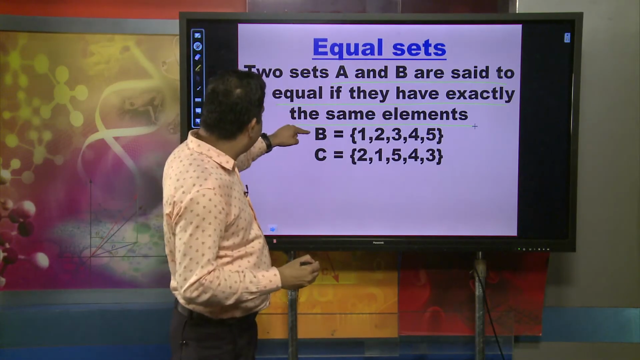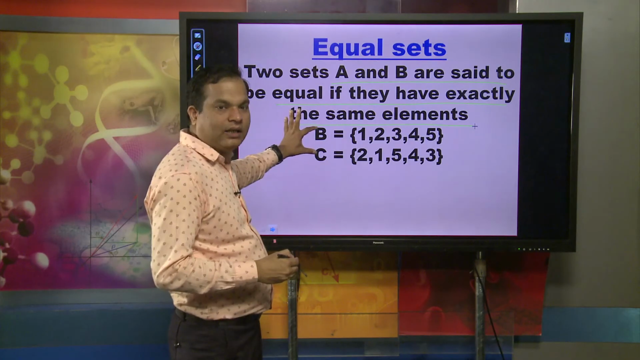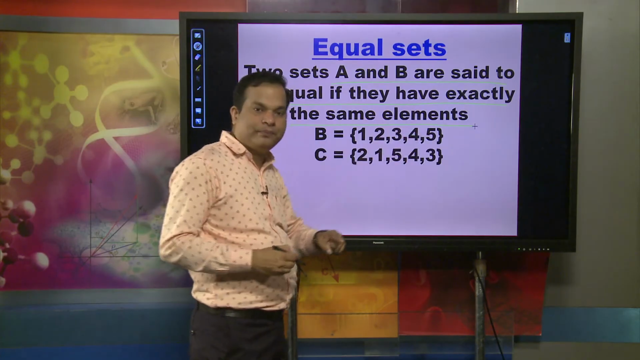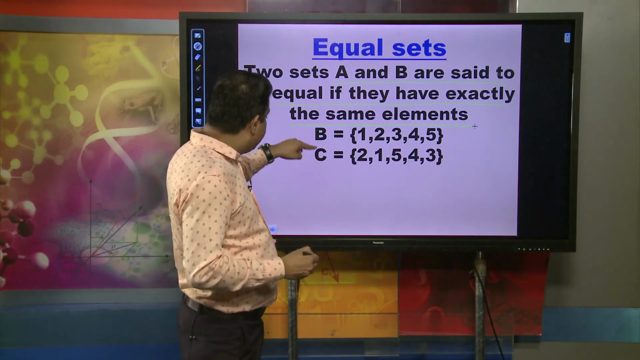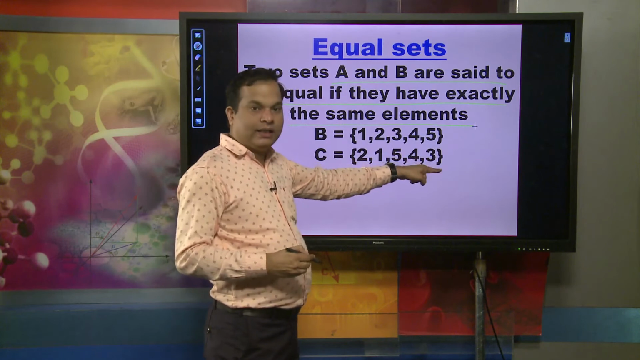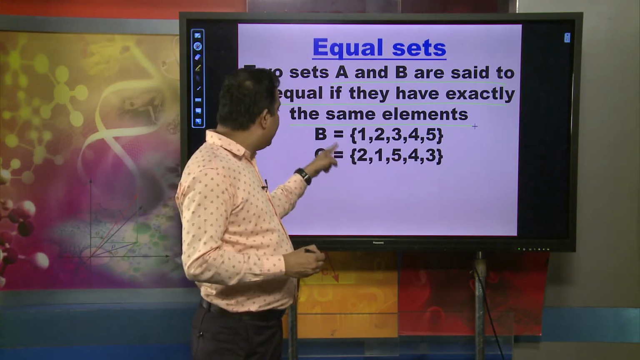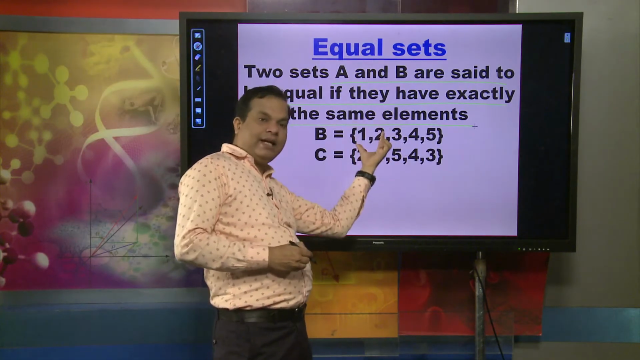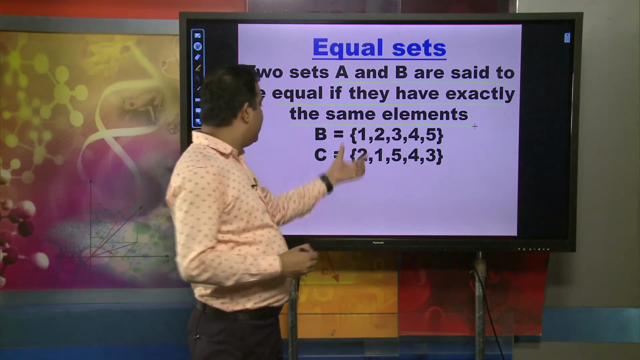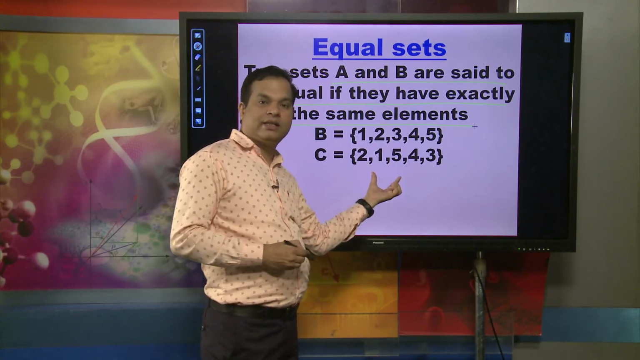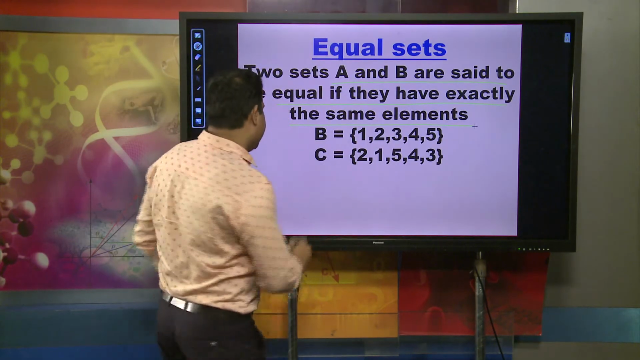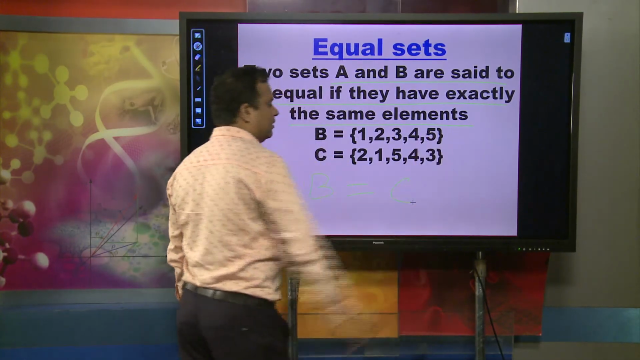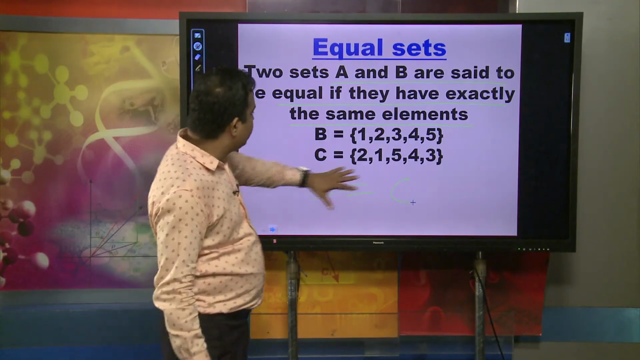Suppose we have taken two sets, B and C. Set B has the elements 1, 2, 3, 4, 5, and set C is 2, 1, 5, 4, 3. It is not arranged like B, but the same elements in set B are within set C. So we can now write set B equal to set C.